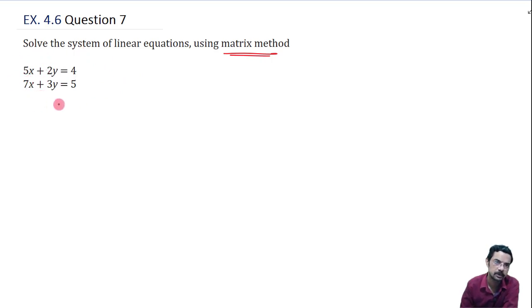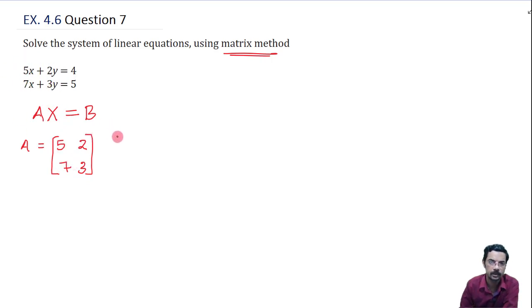We can express this pair of linear equations in the form A into X equal to B, where A is a 2 by 2 matrix made of the coefficients. A is equal to 5, 2, 7 and 3. This is our first matrix. It is formed using the coefficients of the given equations.